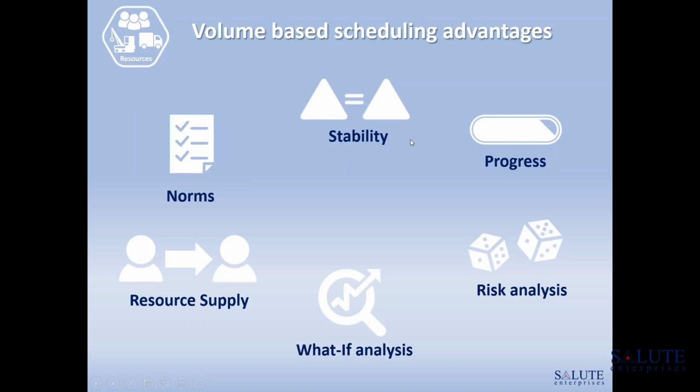Volume-based scheduling also provides some stability because unlike activity duration, activity volume scope is a more stable and reliable activity characteristic as it doesn't depend on assigned resources. Usually it's much easier to measure progress based on volume of work. When the resource supply changes, activity durations could be automatically adjusted, which is also an advantage.